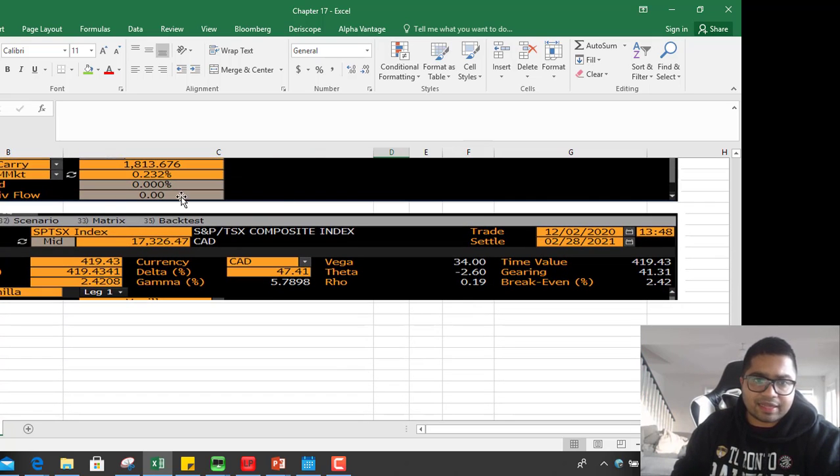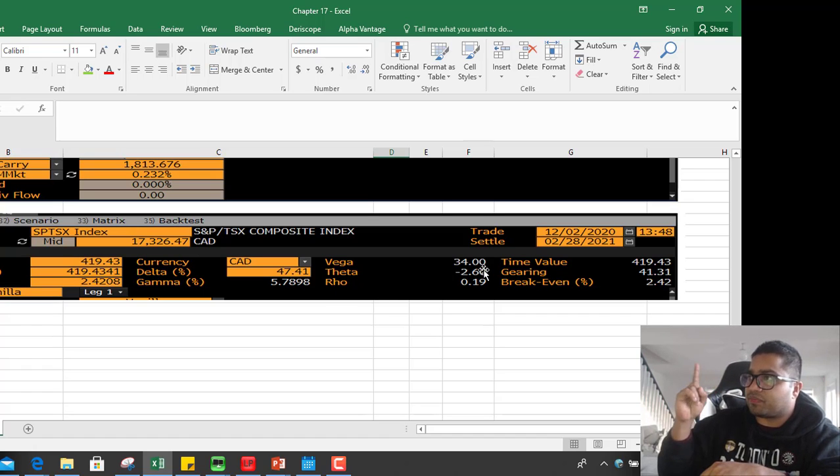Okay. Then let's look at TSX 60. Call option again. So TSX 60 delta is 47%. So each time there is a $1 move in TSX, this option is going to move by 47. The current price is 419. The level of index is 17 grand. Okay. Vega is 34. So each time volatility moves up or down by 1%, this option is going to move by 34%. So it is much more sensitive to Vega.